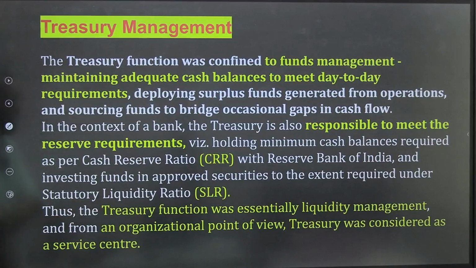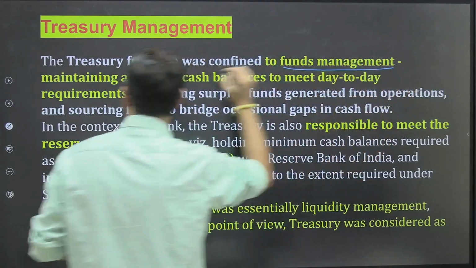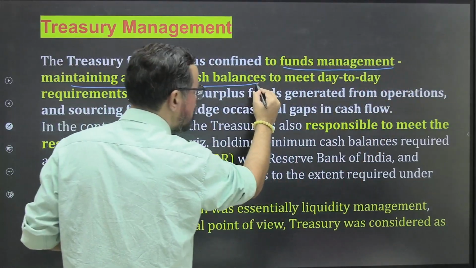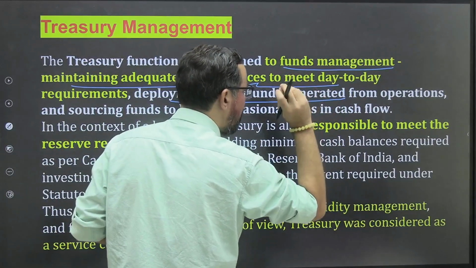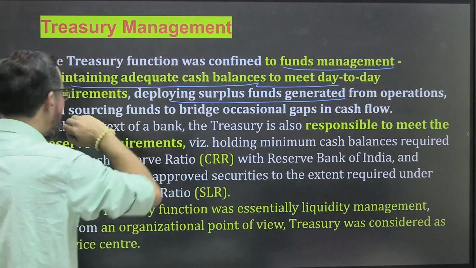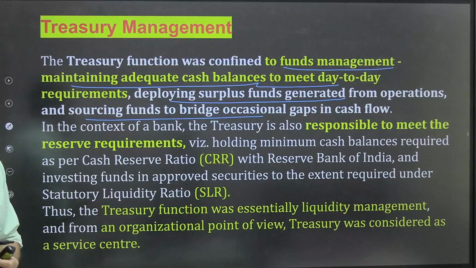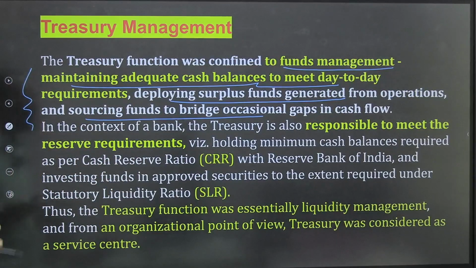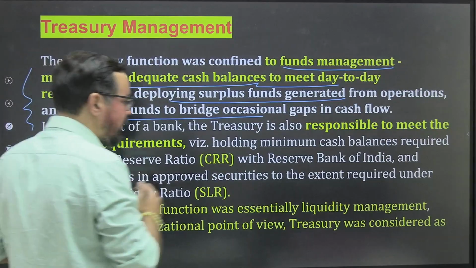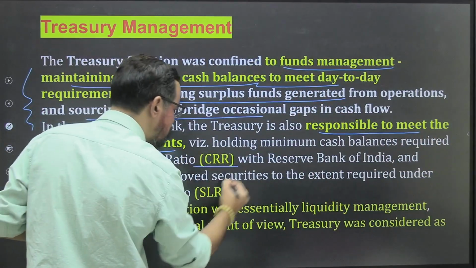Okay, so let's introduce this particular topic. Treasury function was confined to fund management, maintaining adequate cash balances to meet day-to-day requirements, deploying surplus funds generated from operations, and sourcing funds to bridge occasional gaps in cash flows, that is also known as ALM. So these are some core responsibilities which are generally played by the treasury department or treasury management. In the context of a bank, treasury management is also responsible for meeting reserve requirements, which include CRR and SLR.